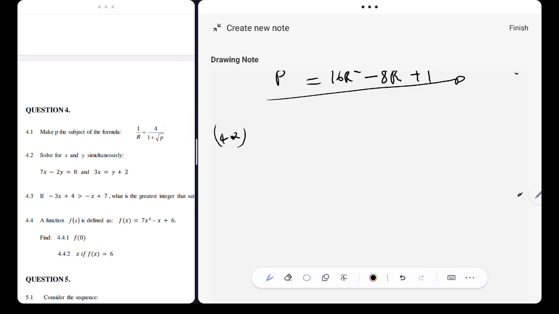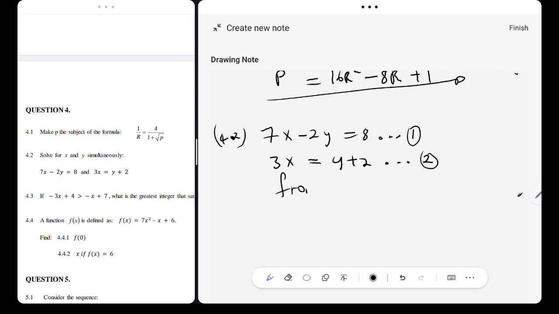(4.2) I'm supposed to solve for x and y simultaneously. I'm given 7x minus 2y is equal to 8. This is equation 1. And then I'm given 3x is equal to y plus 2. This is equation 2. If I have simultaneous equations, I must first make one variable the subject. How can I do so?